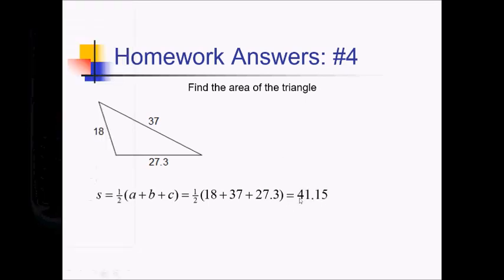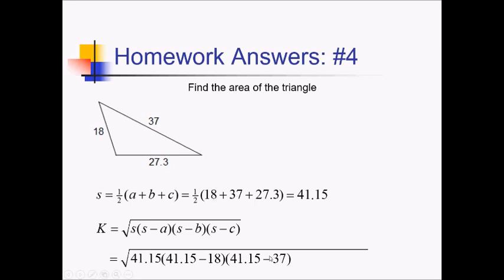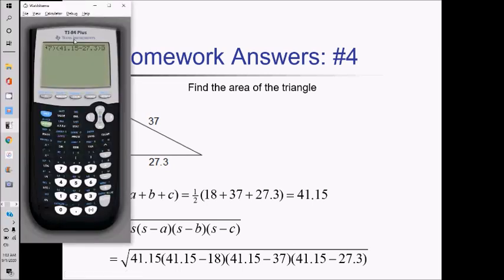All right, so now I have to plug that into my K formula, which was the square root of S times S minus all three sides. So we have the square root of 41.15 times 41.15 minus 18, or whatever you want for your A value. And then we'll have to do the same thing, but with 37. So subtract that, and also 27.3. All right, let's let the calculator handle that mess. And if I plug all that stuff into the calculator and press enter, that's going to be 233.99 and some change. So that actually, if you're doing nearest tenth, that's going to be 234.0.